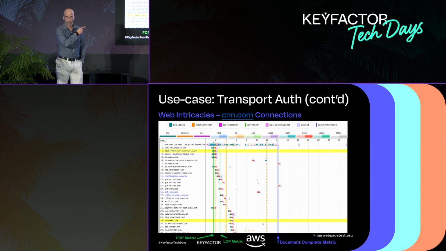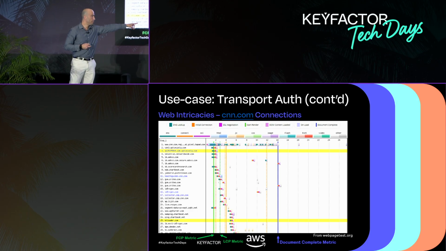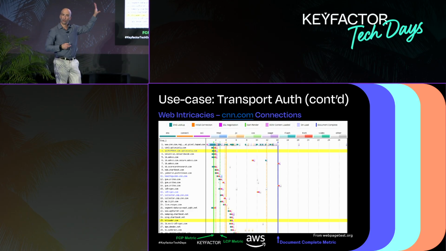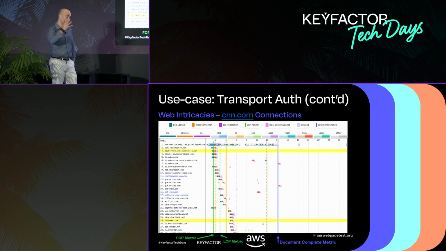One more intricacy that was very interesting when I was looking at it is that we have CNN.com again, right? And webpagetest.org gives you a nice breakdown of all the destinations you visit when you go to CNN. So all of these destinations here were fetching resources, like the browser was fetching resources for CNN. And as you can see at the bottom, we have some metrics. These are metrics that affect the user experience.